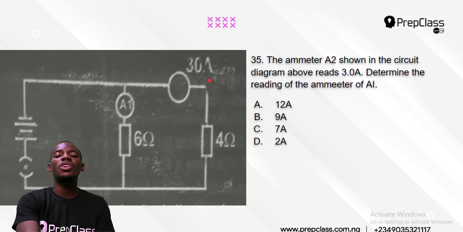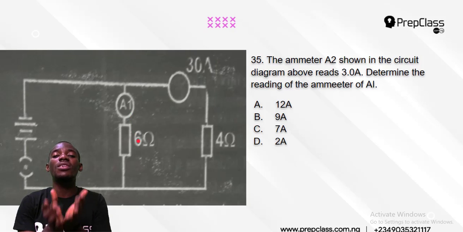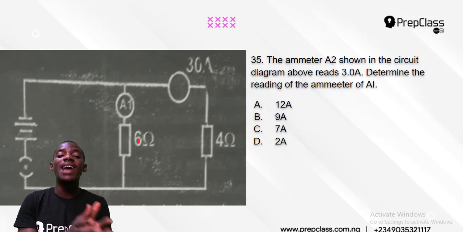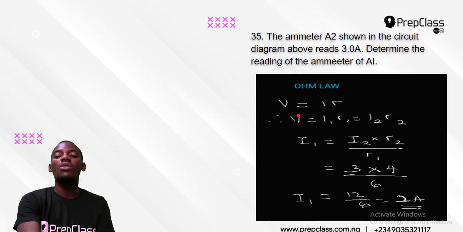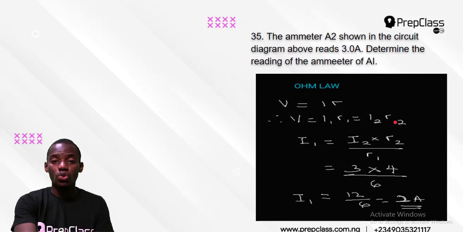What's the relationship between them? Ampere is current, and this 3 ampere applies to the 4 ohm, because it is on the road to the 4 ohm, right? But this current we are looking for, A1, applies to the 6 ohm. Now what is the relationship between current and resistance? Current is in ampere and resistance is in ohm. You must know that this is from Ohm's law. So Ohm's law says that V equals IR, right? That means current 1, resistance 1 equals current 2, resistance 2, right?